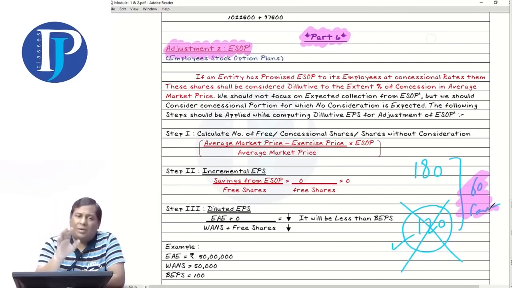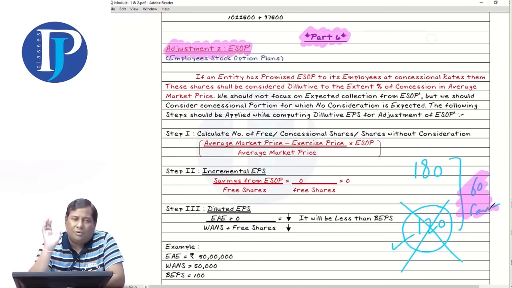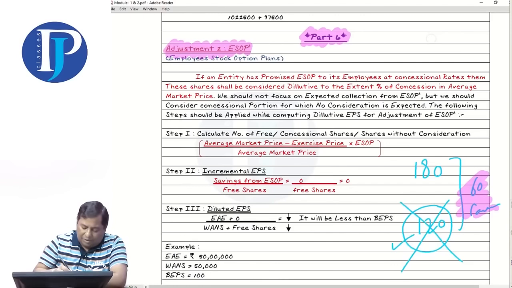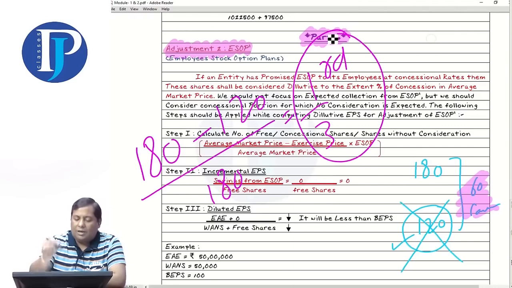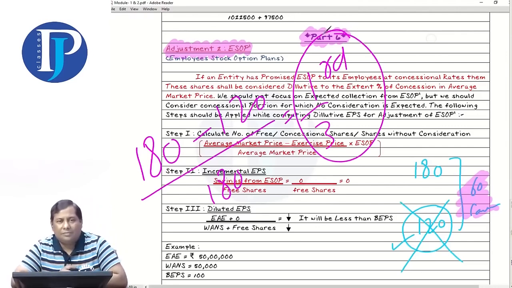Therefore, Ind AS 33 says that you should take out free shares from your ESOP. How will it be done? It was a simple equation. The market price was 180 rupees and the exercise price 120 rupees. Therefore, students, it's evident from here that you have given 1/3 of your shares.